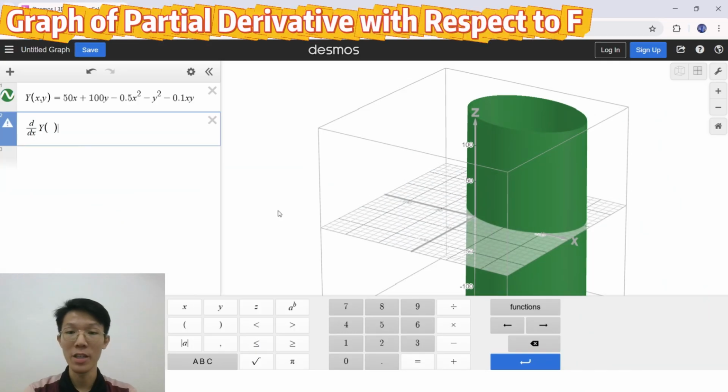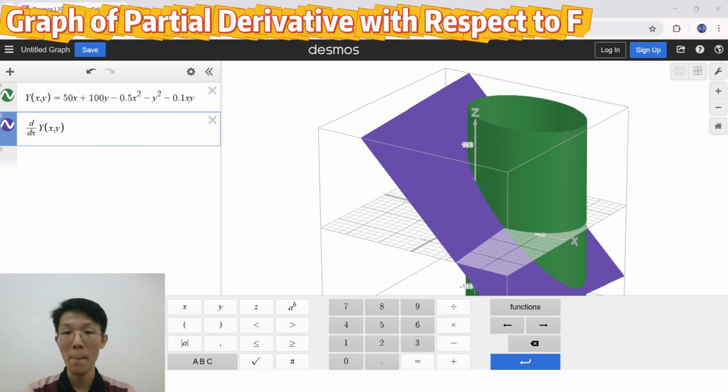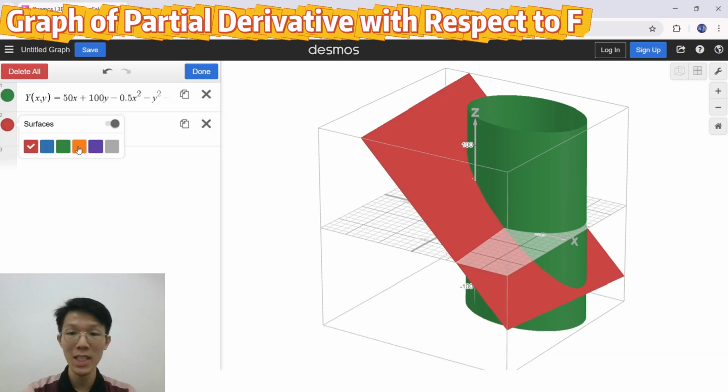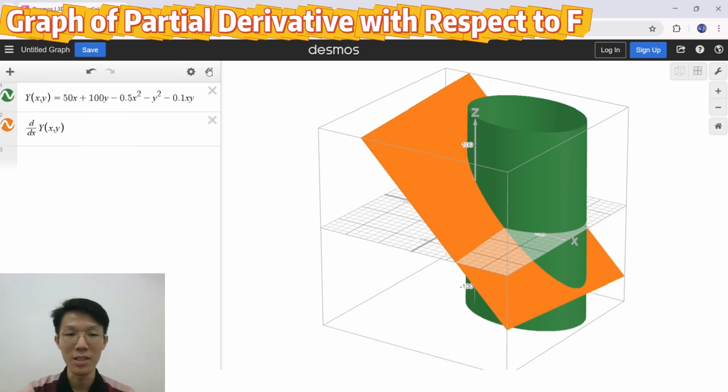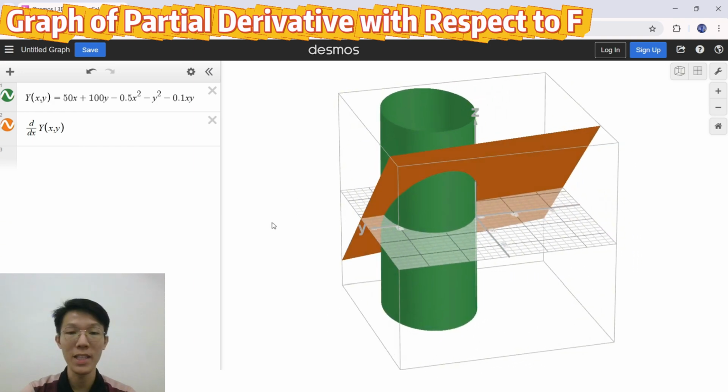Alright, so far the calculation is done. Let's explore the partial derivatives visually. Here's the equation dy/df is equal to 50 minus 5 minus 0.1W. This shows how yield changes per kilogram of fertilizer added.